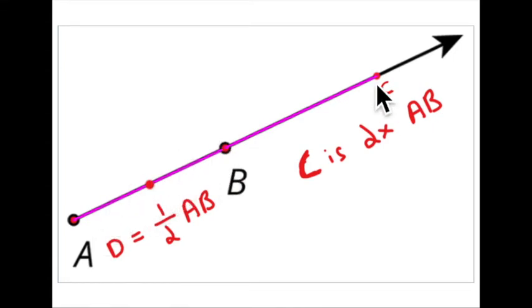Actually, this C is a dilation of B with a scale factor of 2. I don't think we've used that language just yet. It's not the language that I use in this activity, but we'll get there. So the line segment from A to C is 2 times the line segment from A to B. And the line segment from A to D is 1/2 the length of the line segment from A to B. So this is activity 1.